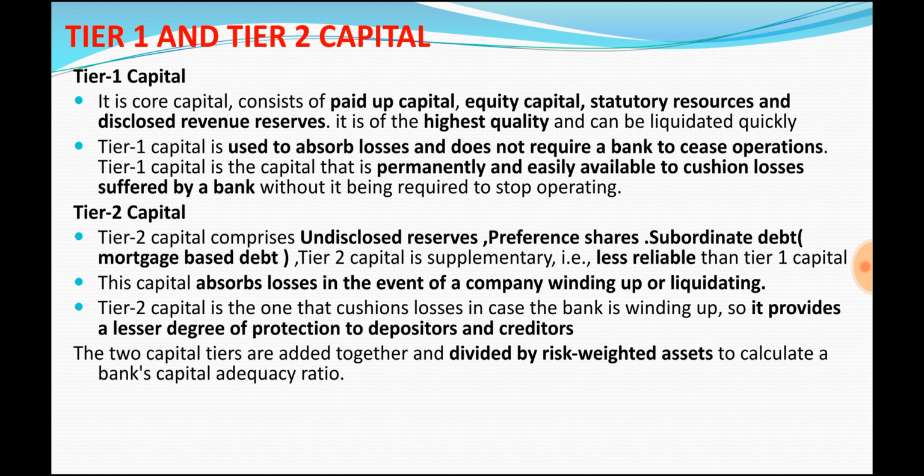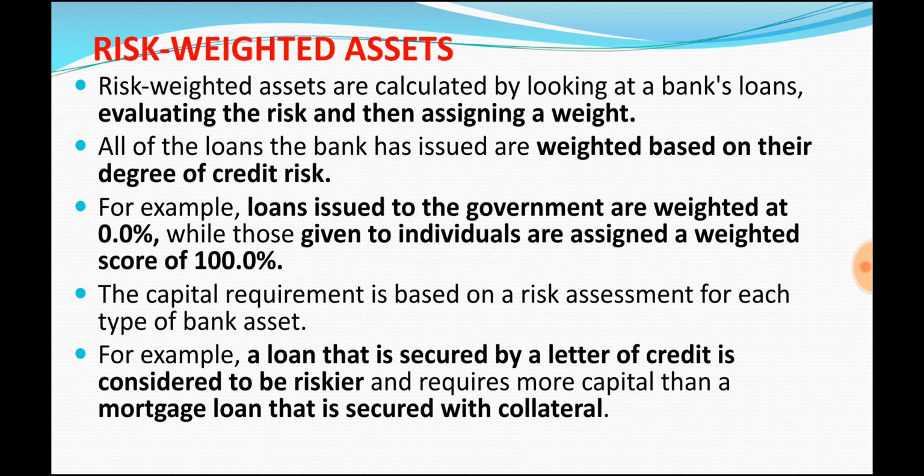These two capitals are added, and they are divided by the risk weighted asset to get the capital adequacy ratio. Okay. So now we have to know what the risk weighted asset is.